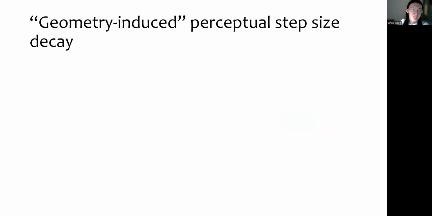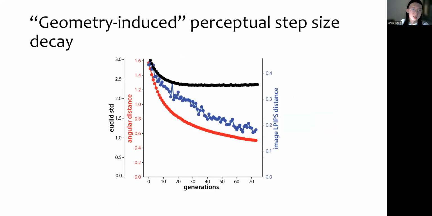This is validated by directly measuring the Euclidean standard deviation among the latent vectors in angular distance and LPIPS, perceptual distance among images. We find that both the image and angular distance keep decreasing throughout the evolution, just as we predicted in the last slide.